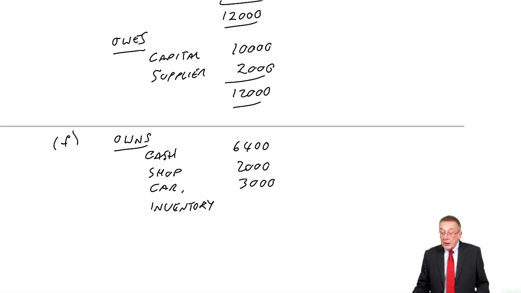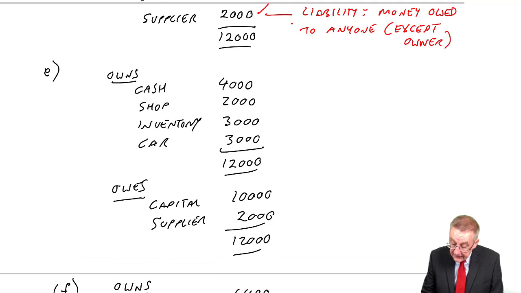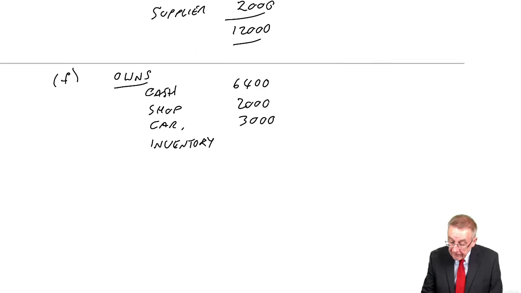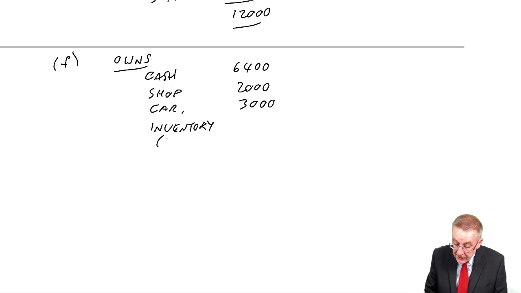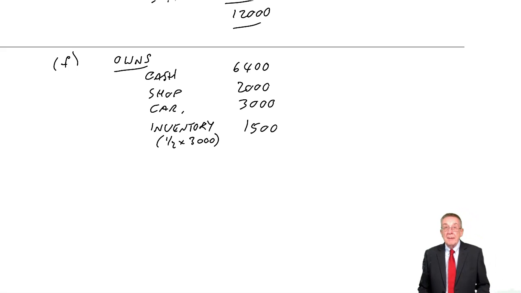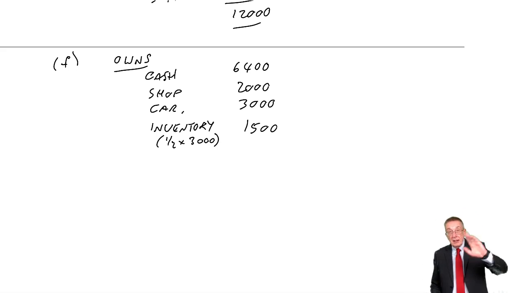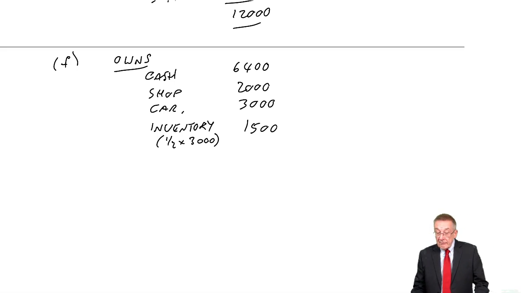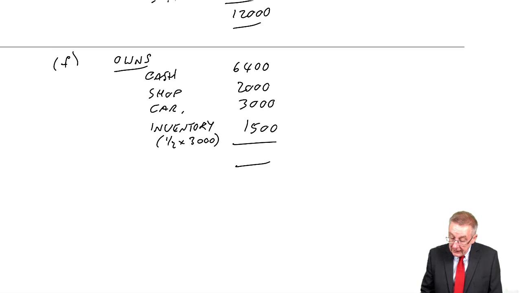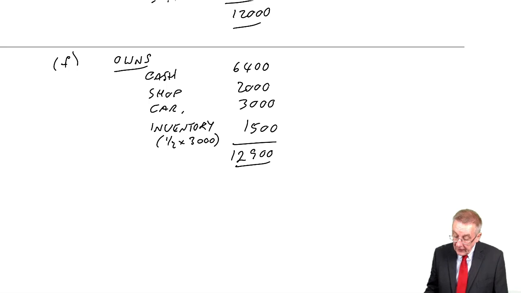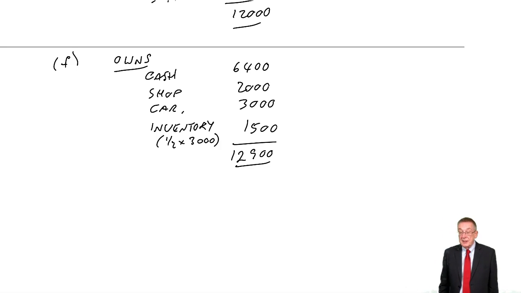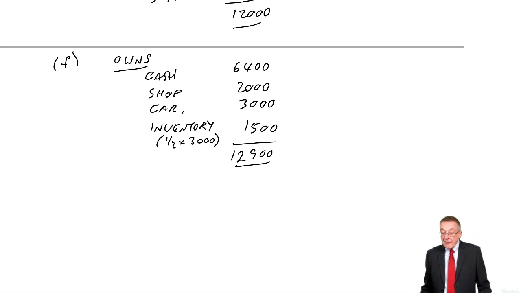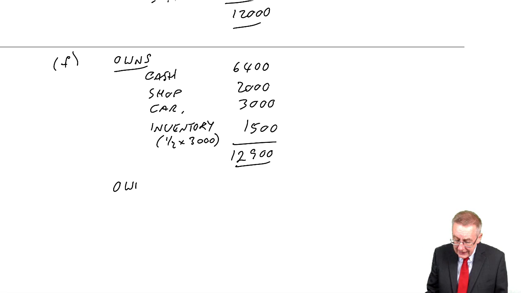the inventory's fallen. We did have inventory of, what was it, 3,000? We've sold half of it, so we've only got half left. 1,500. So two effects. Cash went up, inventory went down. So the total assets, hope my addition's right, 12,900. Who's it owed to?